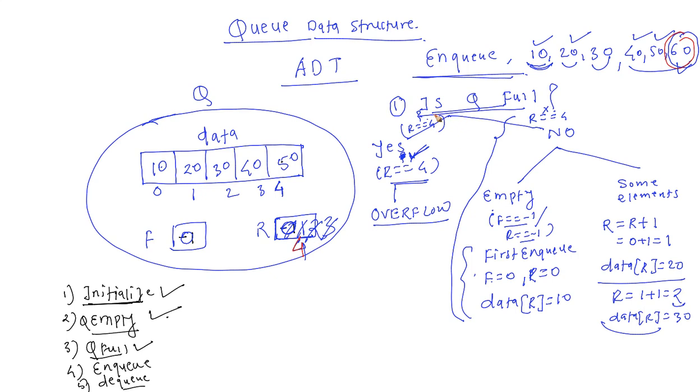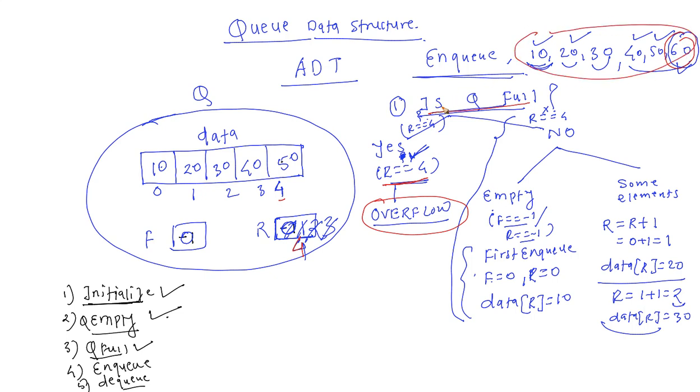So we are asking the question, is the queue full? What we check is the value of R. R is 4 and the last location is also 4. That means the element is present on the last location. That means there is no more space inside this queue, and we conclude that the queue is full, and we'll print overflow and quit. So this is the NQ operation which we saw.